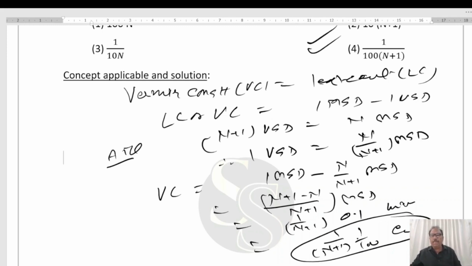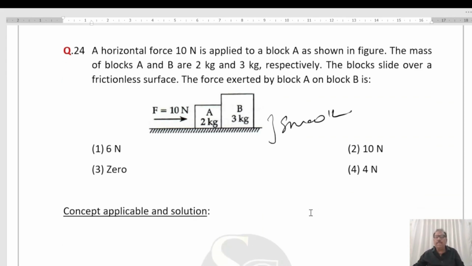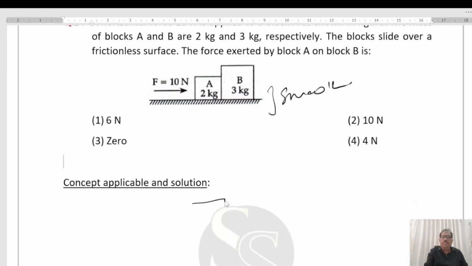Next question. Question is, a horizontal force of 10 Newton is applied to block A as shown in the figure. The mass of block A is 2 kg and of B is 3 kg respectively. The blocks are on a frictionless surface. This is the smooth surface. The force exerted by block A on B, means we have to find the free body diagram of both. I will discuss the very basic concept. This is A, this is B. 2 kg, 3 kg. Force is acting 10 Newton.